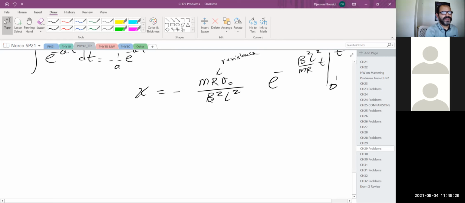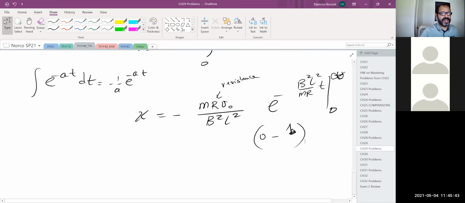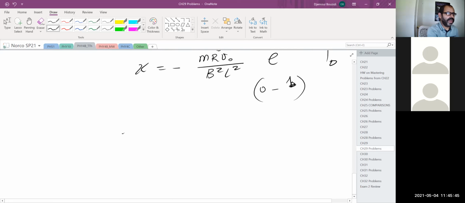So let's find the limit. The upper limit is actually infinity. So the exponential of negative infinity is 0. The exponential of 0 is 1. So we'll have 0 minus 1 times this expression. So it's going to be a negative times a negative, and it's exactly what we need. So x is equal to mv naught times the resistance divided by b squared L squared.